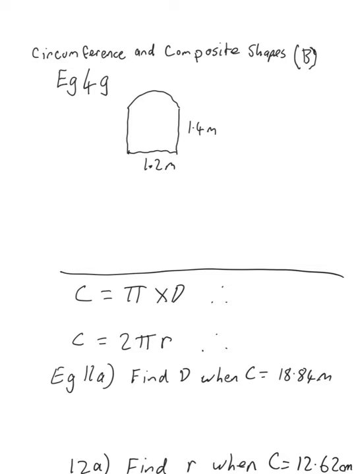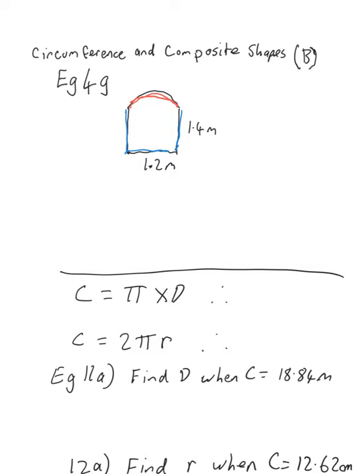Okay, here we go with a bit more of finding perimeters of composite shapes. So with this shape, question 4G, we have here a curved area and we have 3 straight lines. So we'll go back to the curved area. Now that is a semicircle.